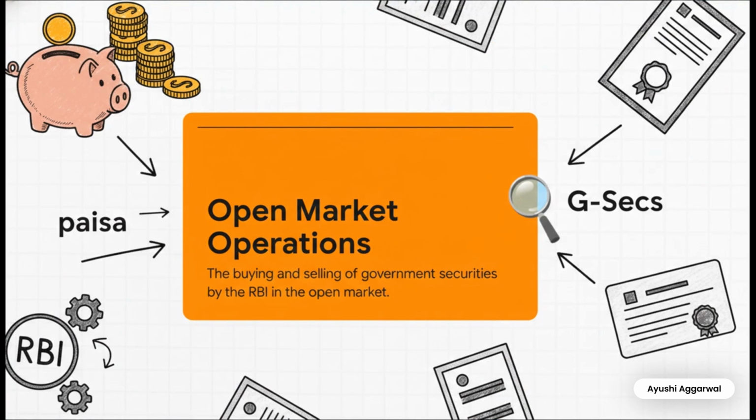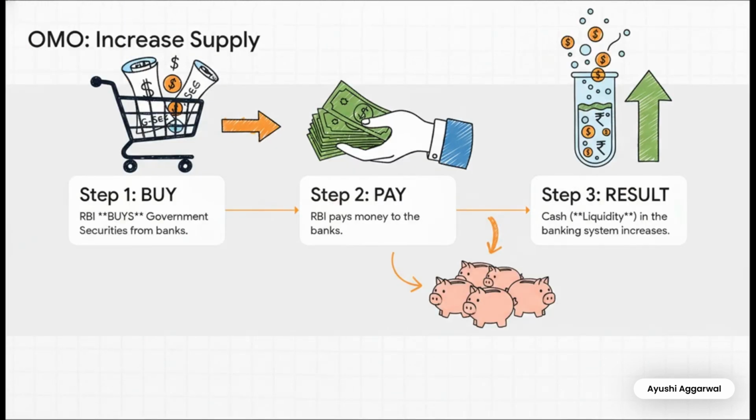First up is OMO, which stands for Open Market Operations. This is probably one of the most direct and powerful tools the RBI has. It's literally just the RBI buying and selling government securities, or GSECs, on the open market. By doing this, it can either inject a whole lot of cash into the system or suck it right out. So let's walk through it.